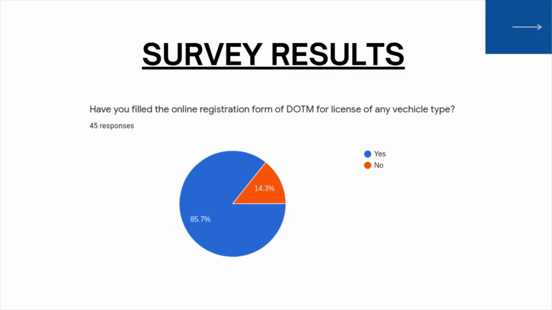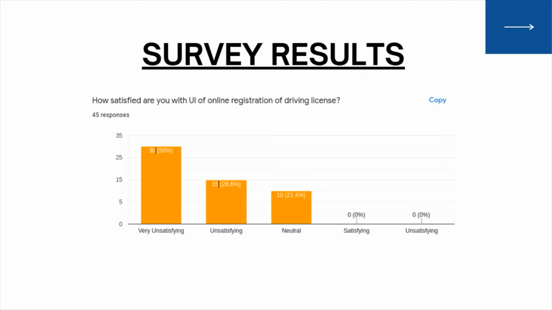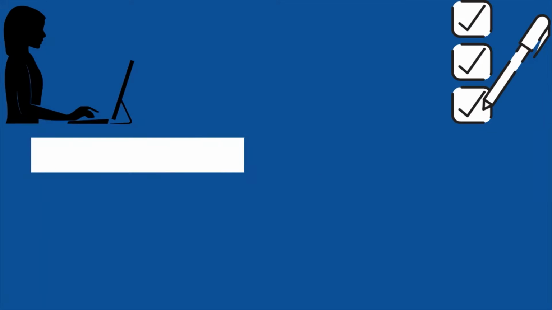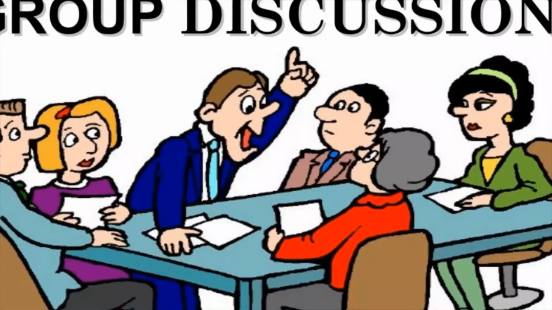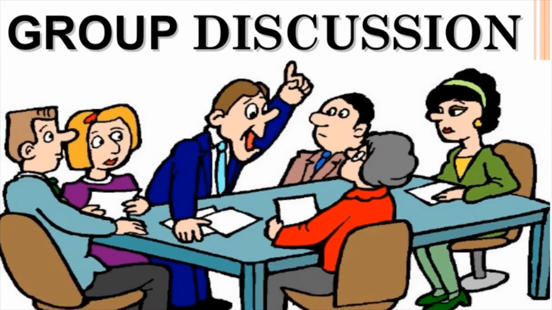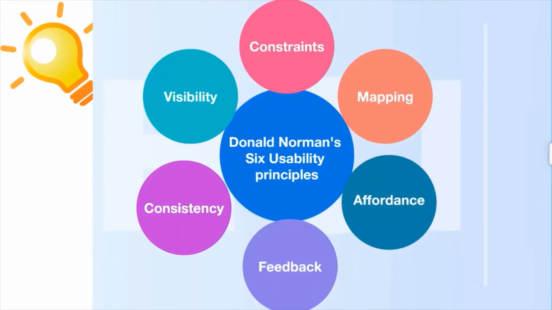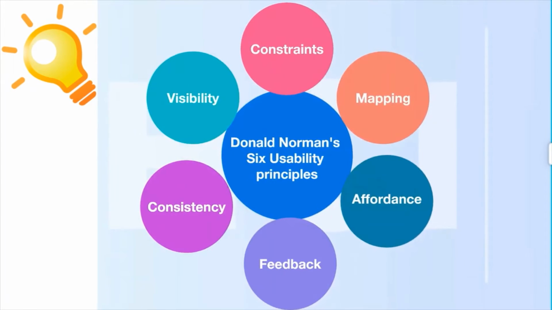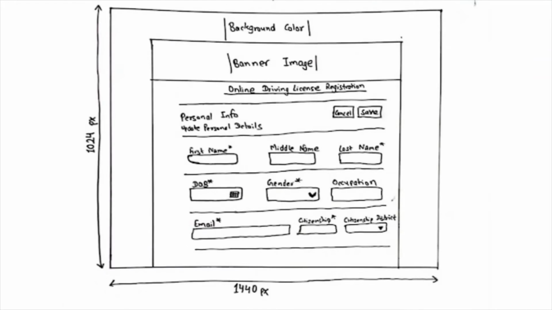Users were asked different questions and the results were compiled in terms of pie charts and bar graphs. Further analysis led us to conduct a cognitive walkthrough, heuristic evaluations, and also discussion of design issues with other groups. This helped us conclude that implementation of Norman's usability principles is suitable to improve the user experience and user interface of online driving license registration. This is the paper prototype for the registration page and this is the paper prototype for the registration form.